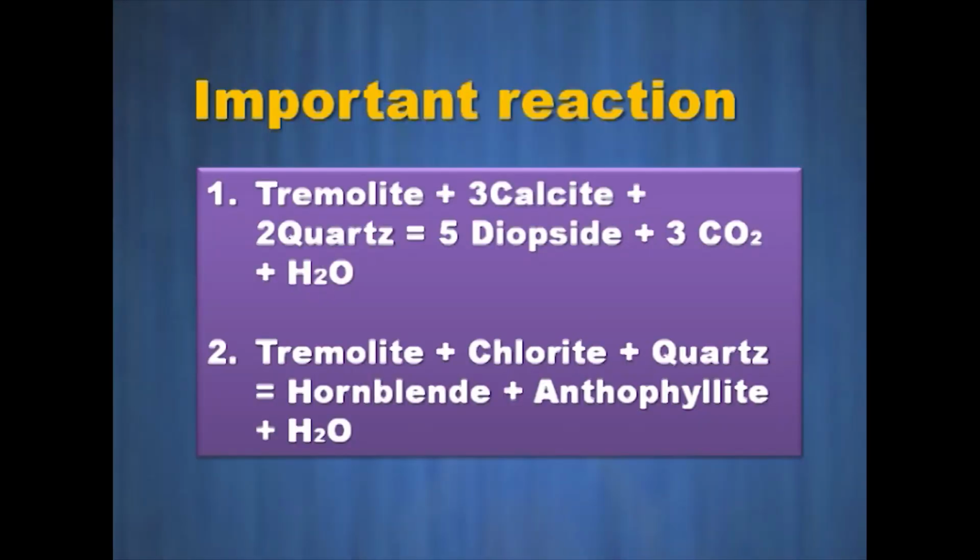The derivatives of mafic or basic rocks in the amphibolite facies, many of them garnetiferous, show coexistence of plagioclase, anorthite 25 to anorthite 45, with epidote common in these rocks. Important reactions. Reaction 1: tremolite plus 3 calcite plus 2 quartz gives rise to 5 diopside plus 3 CO2 plus water. Reaction 2: tremolite plus chlorite plus quartz gives rise to hornblende plus anthophyllite plus water.